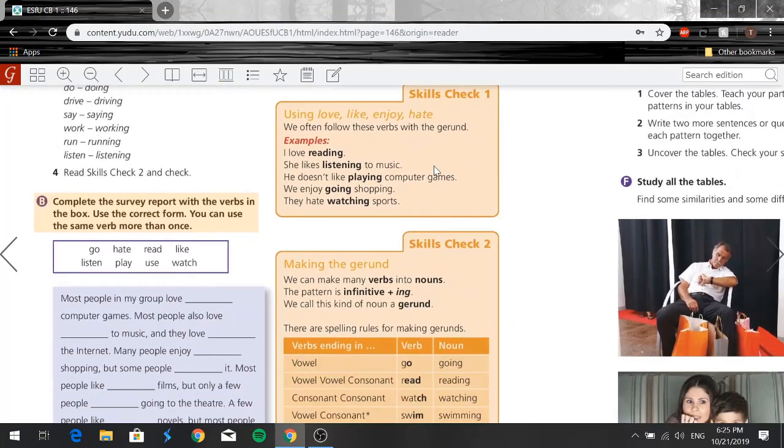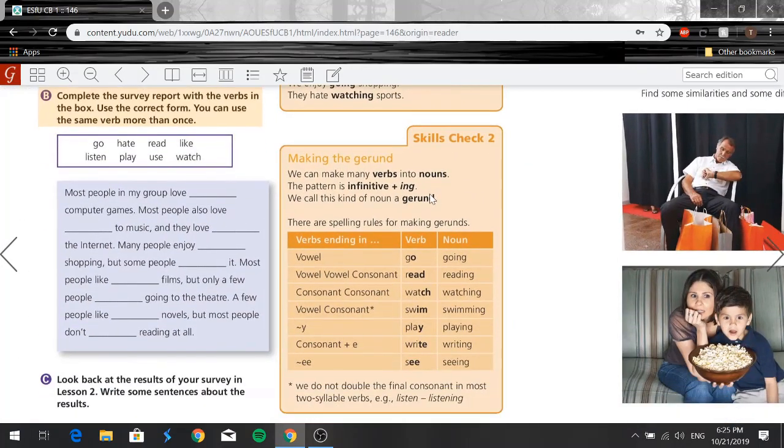I'm pretty sure we have one more skills check about gerunds. So skills check 2, making the gerund. So we can make many verbs into nouns. The pattern is infinitive plus ing, like I just said. We call this kind of noun a gerund, okay?